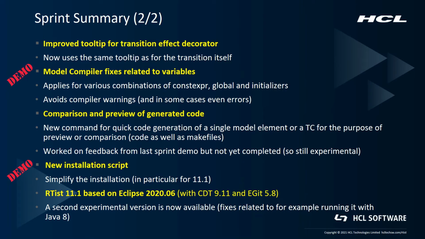Then we did more work on the feature that we showed before Christmas, the comparison and preview of generated code. To recap, this is a feature that allows you to get a quick comparison at code level of what happens when you change something in the model. It works both on code as well as in makefiles. We got lots of valuable feedback from the last sprint demo, which we are still working on. We haven't completed this feature, it's still experimental, but you can still try it and give us more feedback.